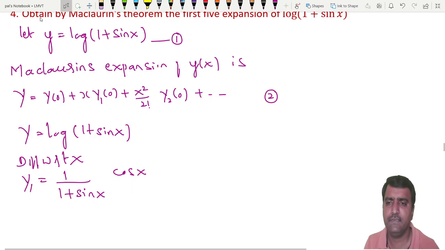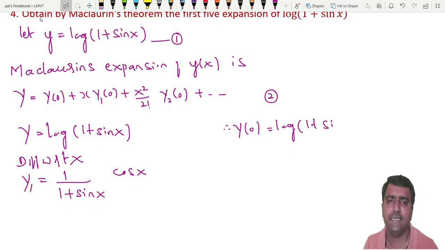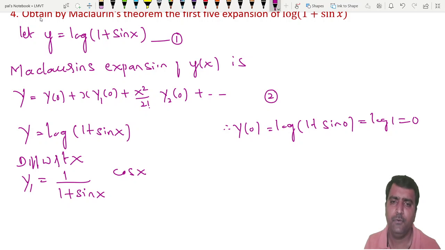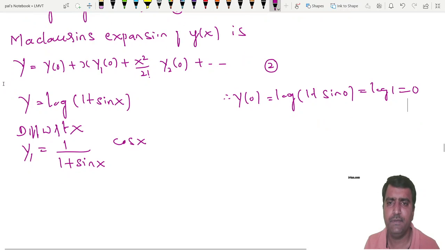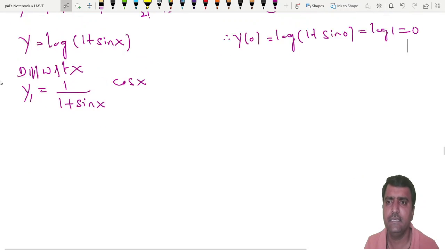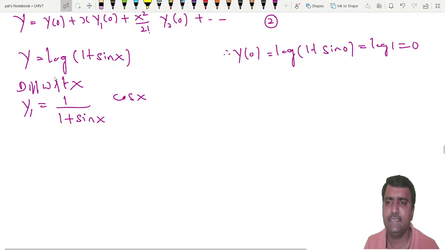Now first to calculate y of 0. y of 0 is equal to log of 1 plus sin 0. As sin 0 is 0, so it is log 1, which is 0. So y of 0 is 0. Next we have to find the value of y1 of 0. If possible you simplify that y1, because if we keep y1 as it is, in the next step we have to use the quotient rule for cos x by 1 plus sin x.